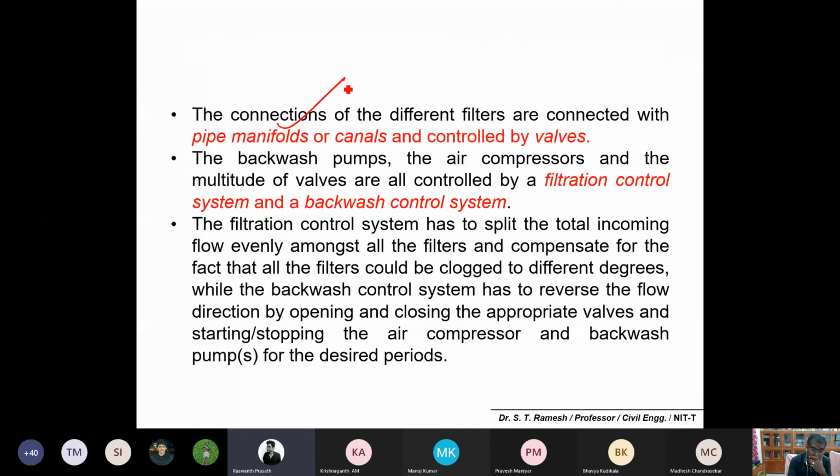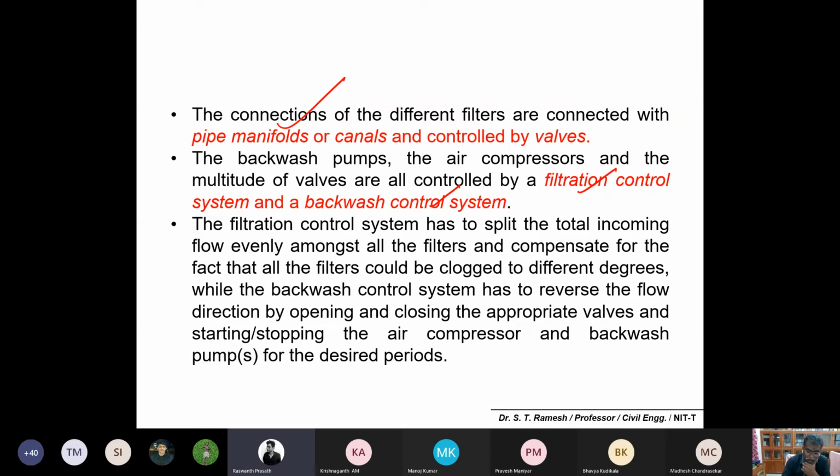This manifold I already mentioned to you, and you should also have a filtration control system and a backwash control system, because manual operations are not feasible in bigger treatment plants. It's somewhat difficult to measure the head loss, so it should be automatic. The filter control and backwash control systems will sense automatically if the filter is completely blocked, then stop the influent and allow the air compressors and the backwash to operate, clean the filter, and subsequently allow the cycle to proceed further.